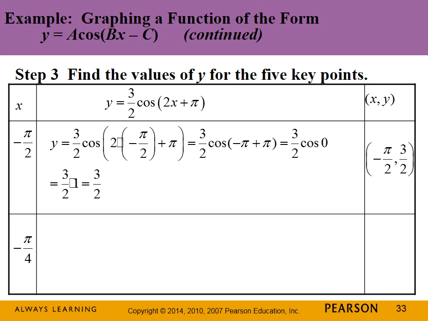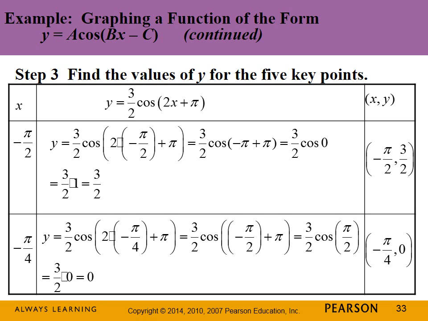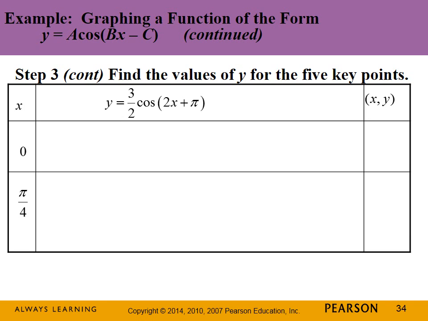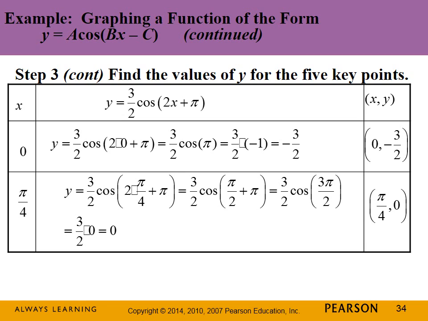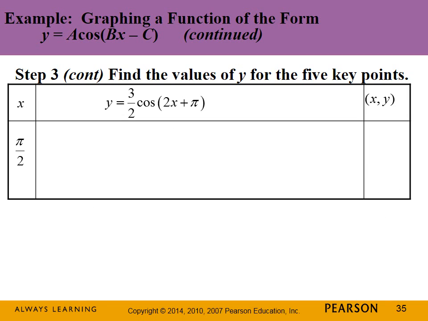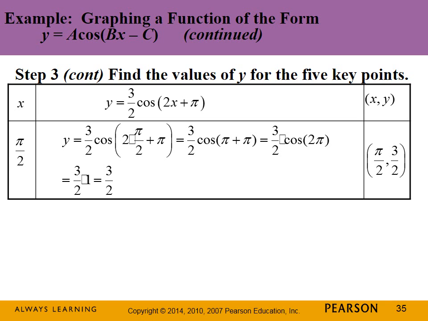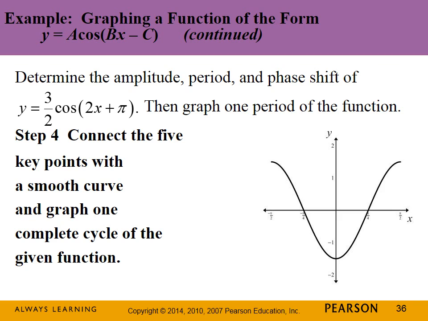First point is (-pi over 2, 3/2). Then we have (-pi over 4, 0). Sorry, it's spread over 3 slides. If you plug in 0, you get (0, -3/2). And then (pi over 4, 0). And finally, if you plug in pi over 2, you get (pi over 2, 3/2). Plotting those 5 points gives you something that looks like this.